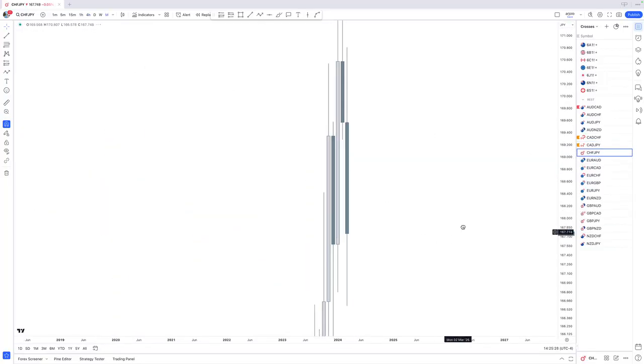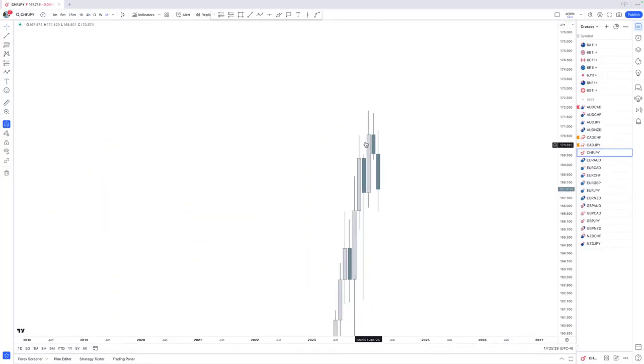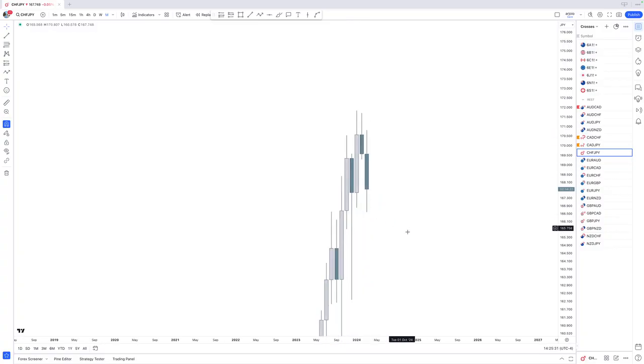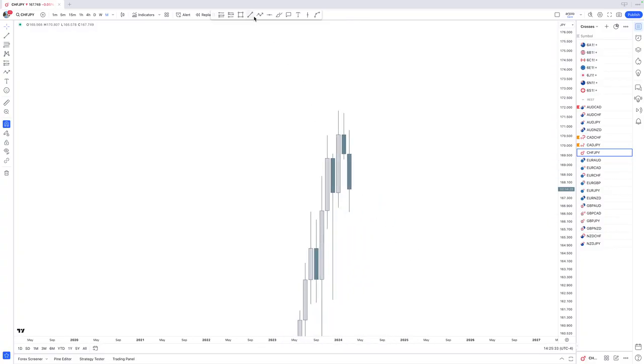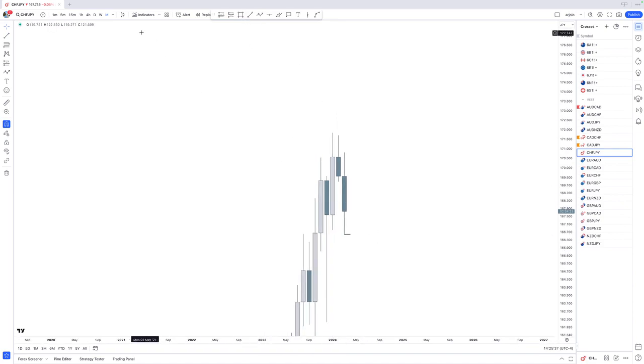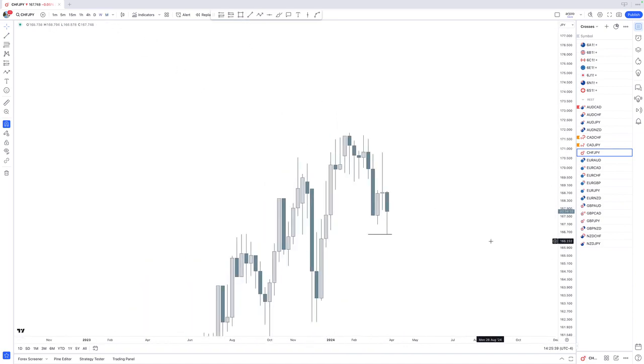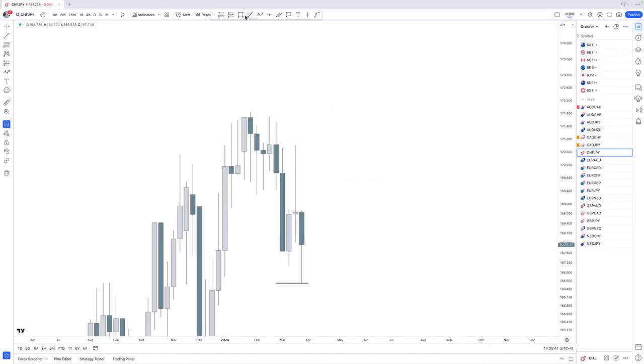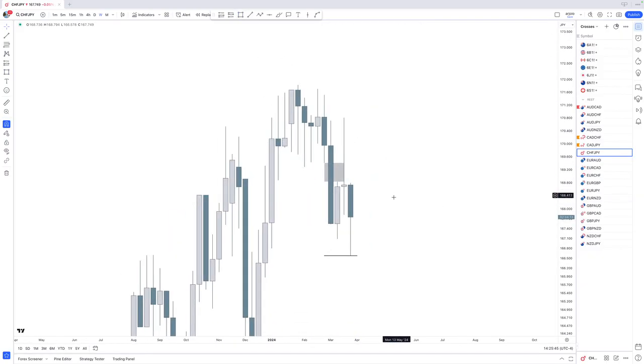CHF JPY. Let's see. Sweeping that swing high. So now we are looking to continue lower potentially. Previous month's low. Ideally, we want to create a fair value gap lower as well. Then on the weekly, what are we doing? Weekly right here, weekly fair value gap that we're coming into, which we can continue lower off of.